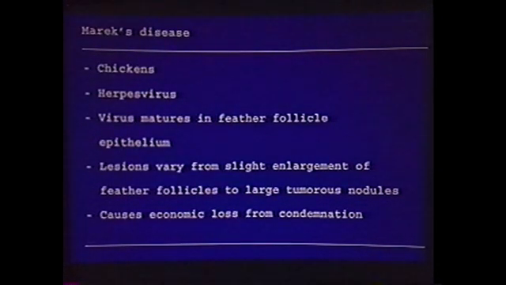All we see is that the feather follicles are abnormally enlarged in size. Sometimes they are extensively large, as if they are filled with pustules or something within the feather follicle. That's what's commonly seen in the processing plants in broilers. But the lesion I just showed you is not as common. Marek's is caused by a herpesvirus, and as I said, it matures in the feather follicle epithelium. It's a major cause of condemnation in some farms and some flocks.